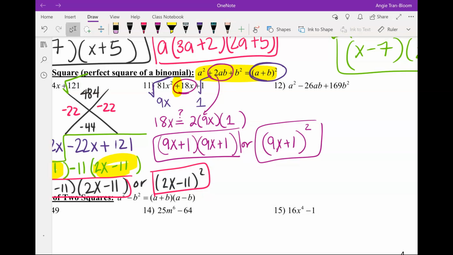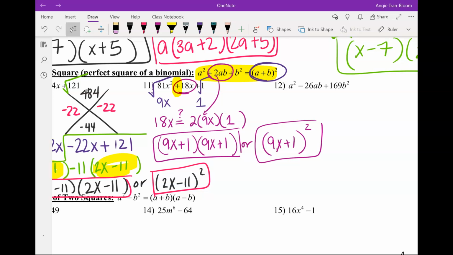So your middle term is 18x. True or false equals 2, which is this number 2 brought straight down. What's your a value? 9x. Your b value is now 1. So is it a true statement? Yes. If it's yes, then your factors will just be 9x plus 1 quantity squared based on your formula. Or you can write it out how many times? Twice. Did I answer your question?